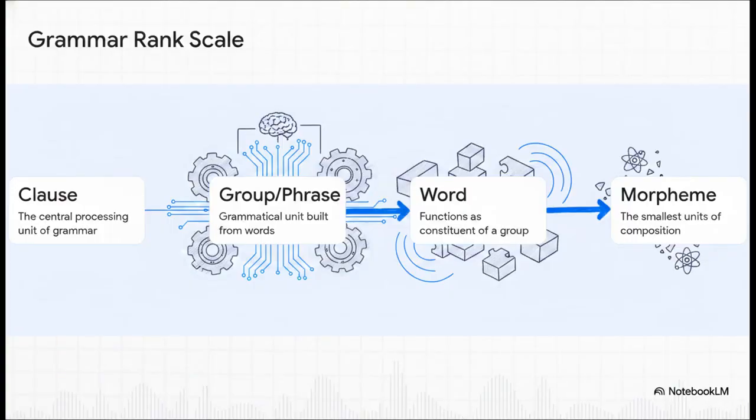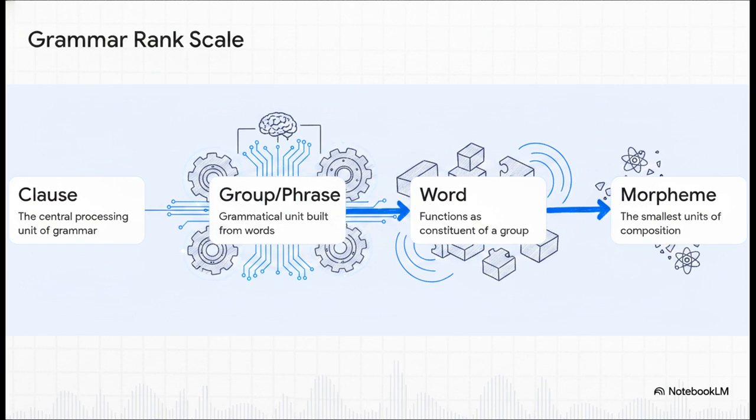If language is an architecture, constituency is the study of its bricks and beams. Grammar isn't just a loose pile of words. It has a rigorous compositional structure where larger units are systemically built out of smaller ones. At the foundational level, we have morphemes, the absolute smallest units of meaning. Those stack together to build words, words group up to form phrases, and those phrases interlock to build the clause.